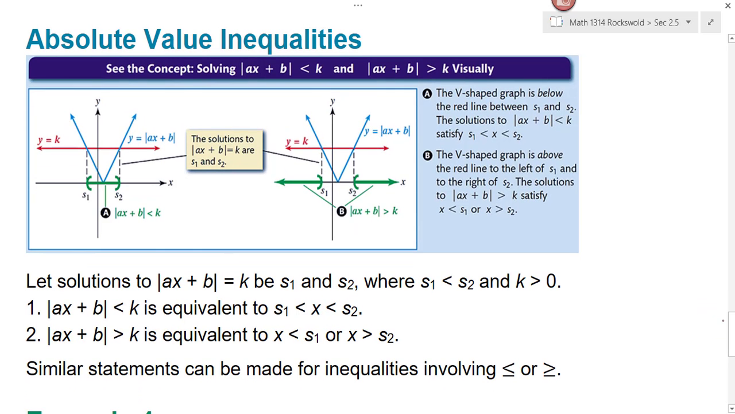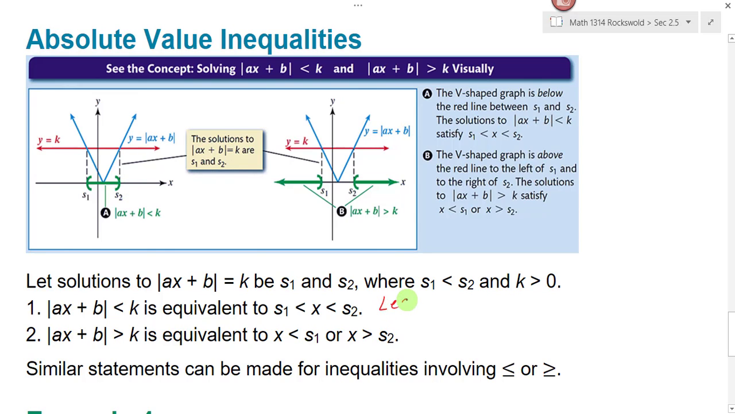Next, we look at solving absolute value inequalities. Remember, the absolute value graph is this V-shaped graph. If we have a constant, an absolute value function is less than or equal to a constant, our solution is going to be everything below that constant value, and our answer is going to be on the x-axis. So the way that we would set up this inequality if we have a less than is we would take the absolute value equation less than k is equivalent to all of the x's in between these two solutions where S1 and S2 are solutions.